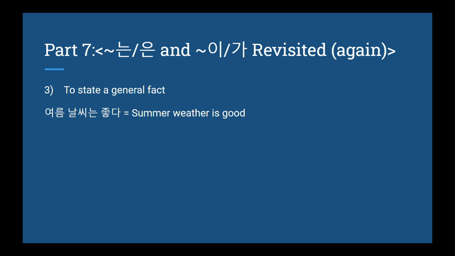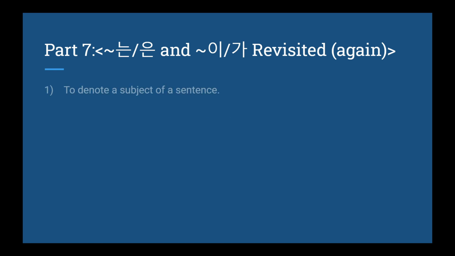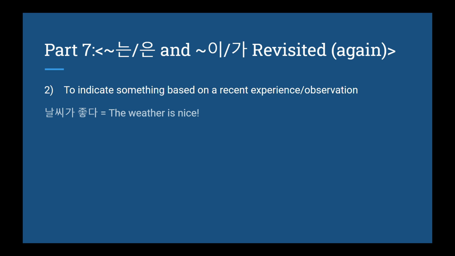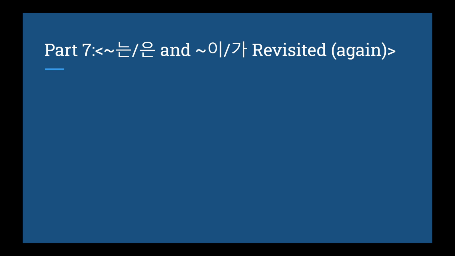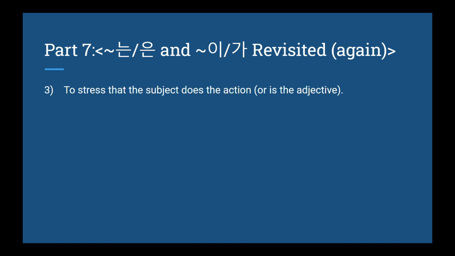Now let's look at 이 and 가. They also denote a subject of a sentence. So 고양이가 집 뒤에 있다. It indicates something specific, like we mentioned with the weather. 날씨가 좋다. The weather is nice. Also to stress that the subject did the action, or the adjective. So 내가 먹었어, as in I'm the one who ate.